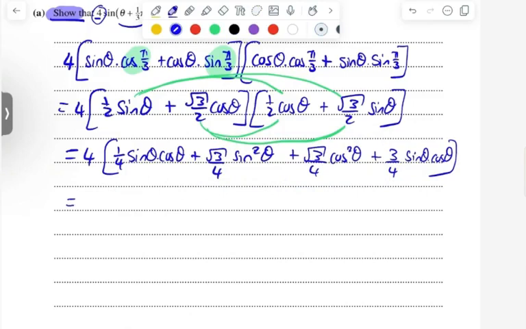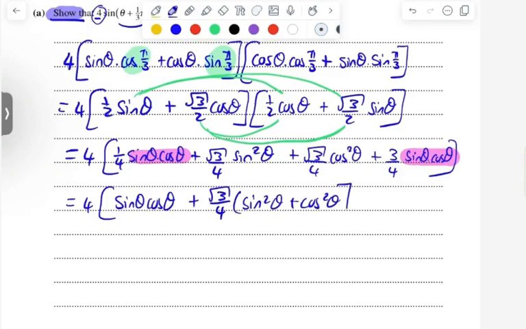Okay, now I'm actually just going to simplify. I can see that I've got some like terms here, so I'm going to simplify before I multiply my 4 in. So I've got a quarter of sine theta cos theta and 3/4. So actually, 1/4 plus 3/4 just leaves me with 1. And here I'm going to take out 3/4 and I'm left with the sine squared theta. The reason I did that is because I want my sine squared and my cos squared to cancel out using my identity.